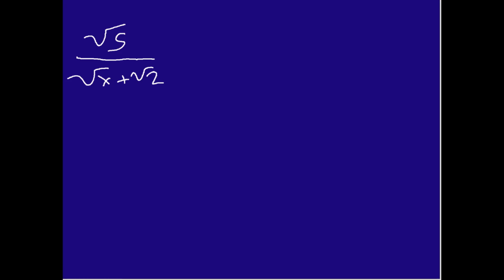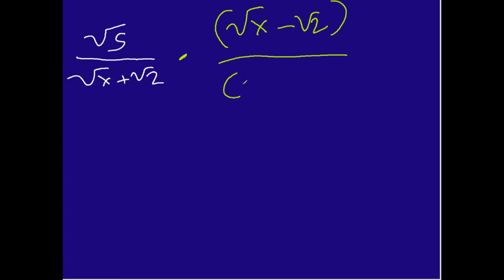We use the conjugate. Like I was saying, we use the conjugate in this situation, and the conjugate is going to be something different this time because we're using a different value. In this particular example, the conjugate is going to be the square root of x minus the square root of 2, like so. Now, when we do this, we get the following.